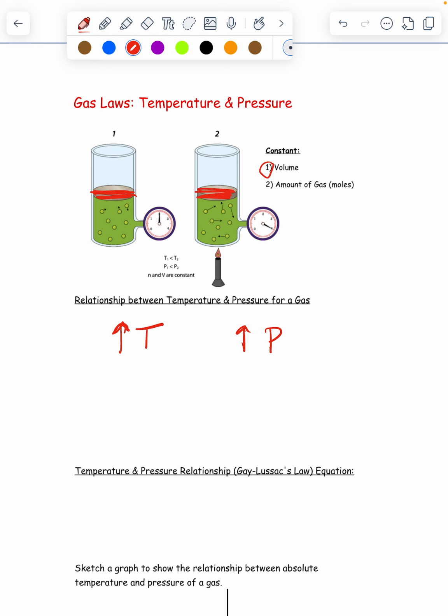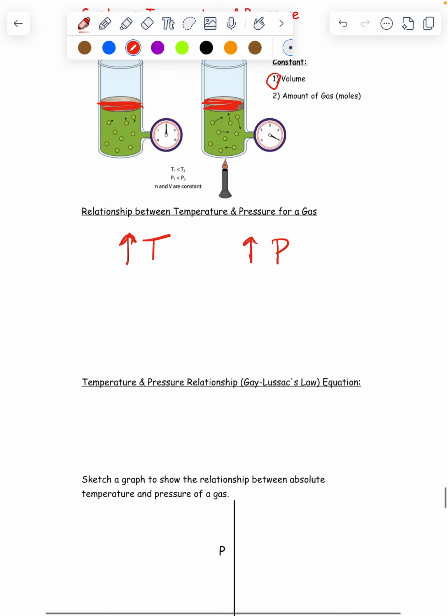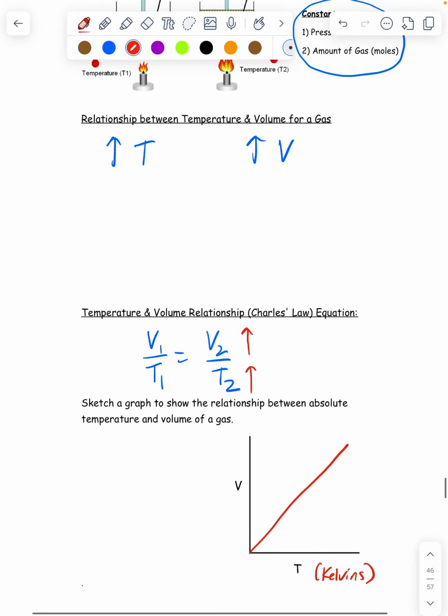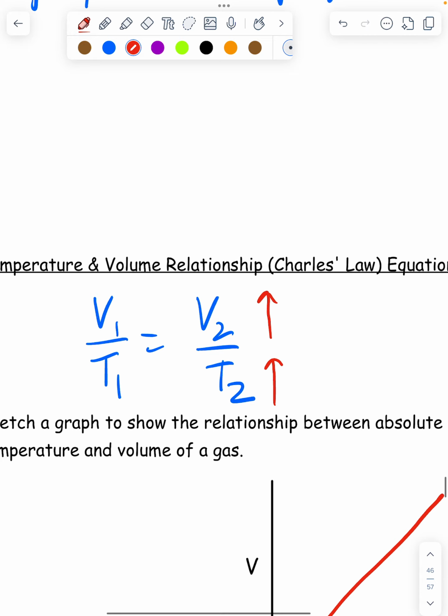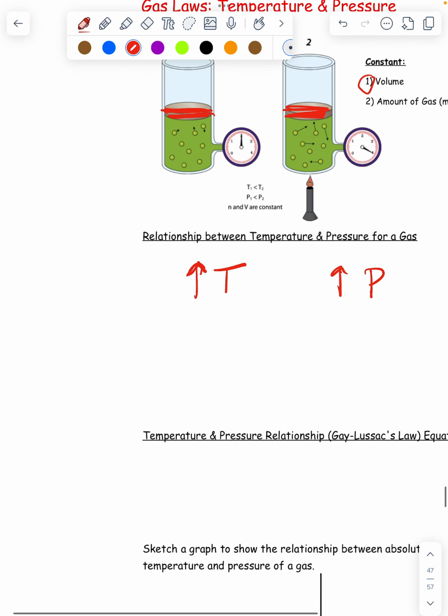This is why you don't throw pressurized canisters into fires. As they get hot, they will eventually explode. Very dangerous. Okay, so this is going to look a lot like our previous equation, volume over temperature, to show the direct relationship.